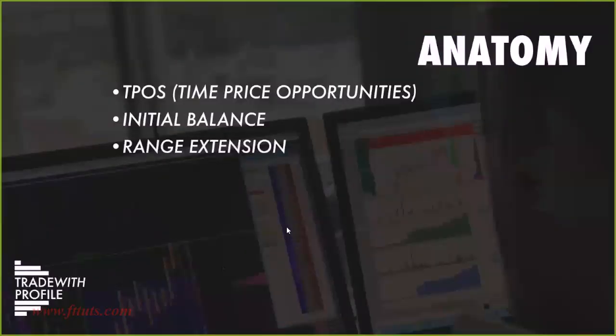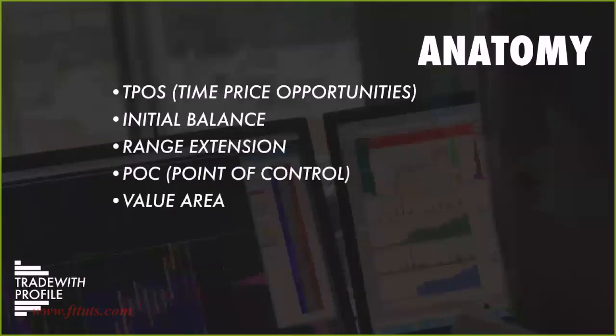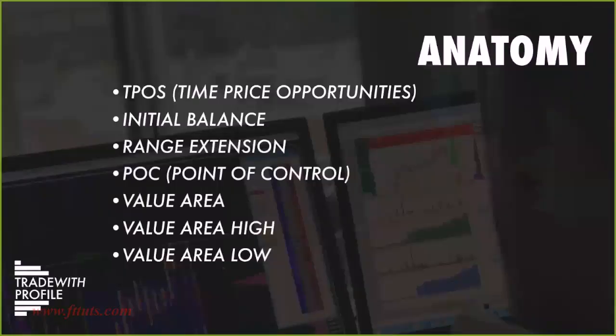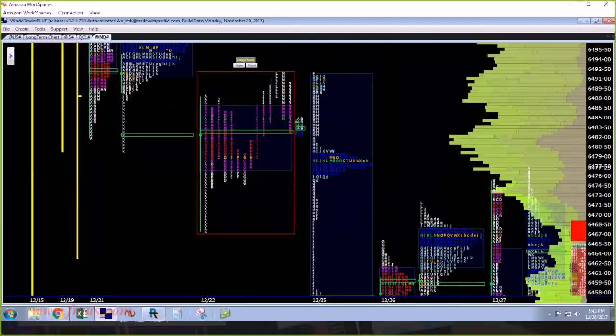Range extension is where we exceed that initial balance. The point of control is the price that we spent the most time at in the market profile. The value area is where we spent that 70% of time. The value area high is the top of that range, and the value area low is the bottom of that range.